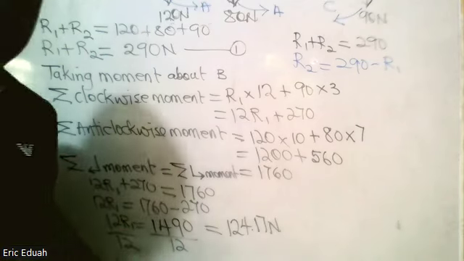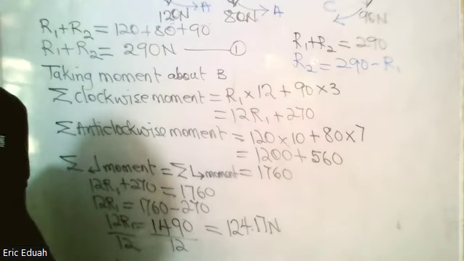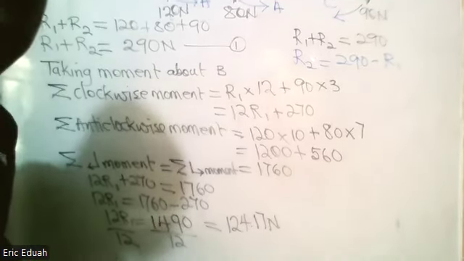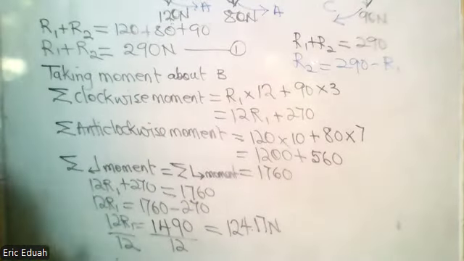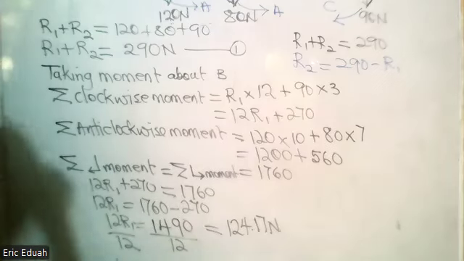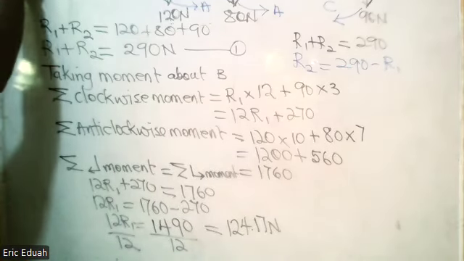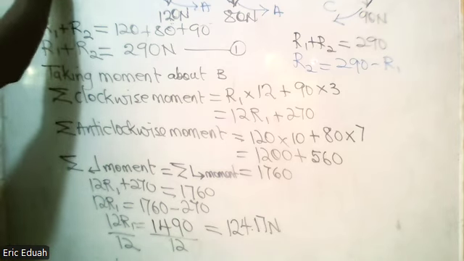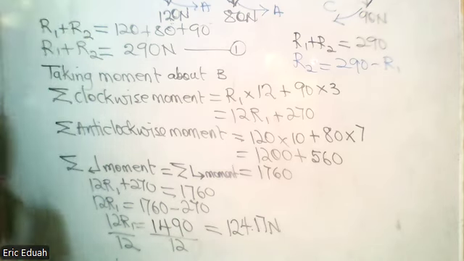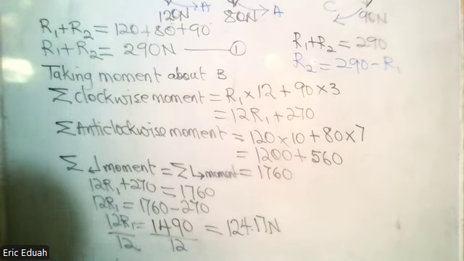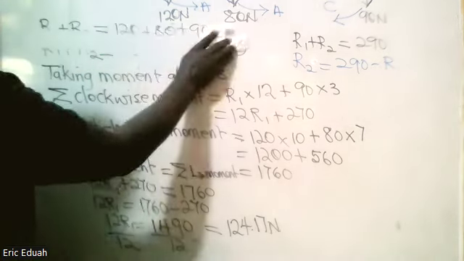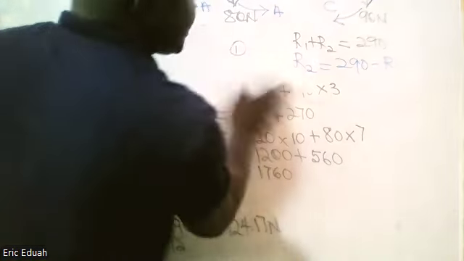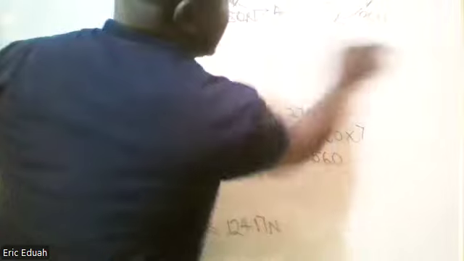Please, do you understand what I'm trying to tell you? Do you understand it? Yes, please. So let's note what we have for R1: 124.17 Newton. Then take the moment around the other support. Then we use the first principle as a check of our answer.